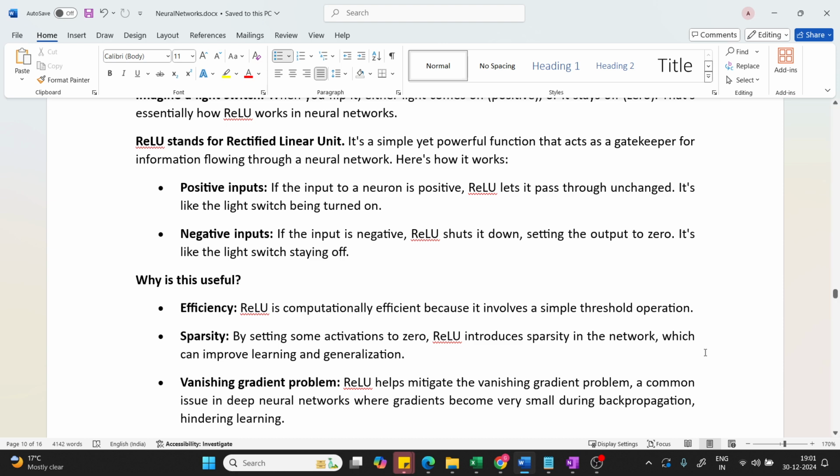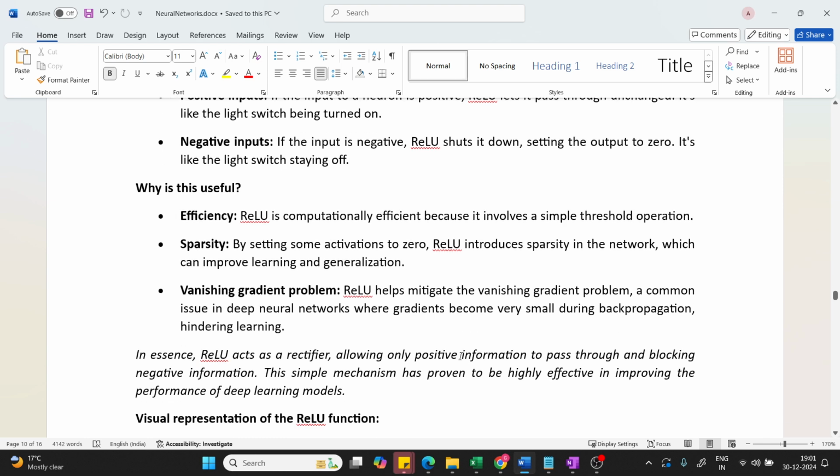The second thing is sparsity. By setting some activations to zero, ReLU introduces sparsity in the network, which can improve learning and generalization. You can make the network more general if you introduce sparsity, because some activations you are making zero, so you are not considering them, and you are just letting the others through.